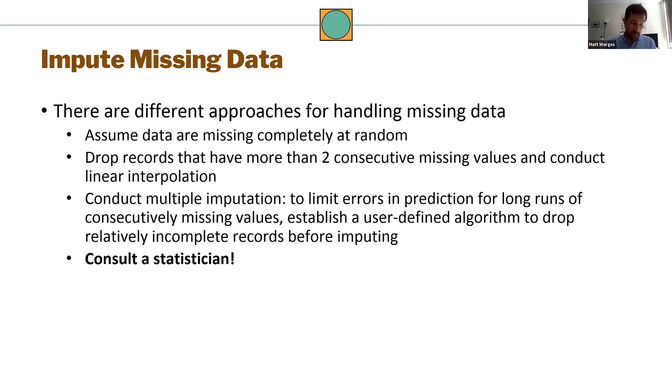So that's all my time. I really just wanted to present some of the major issues you might encounter or specific steps that you might consider as you work to process and clean routine data.